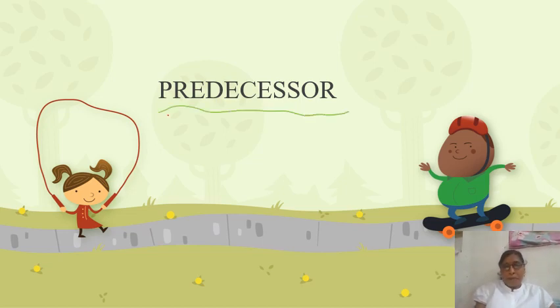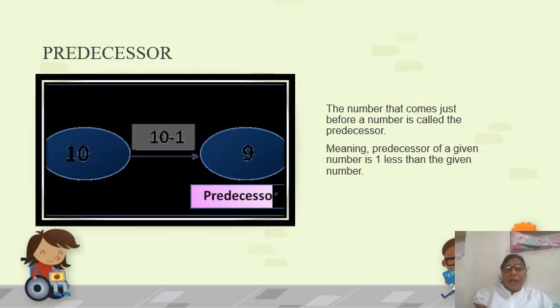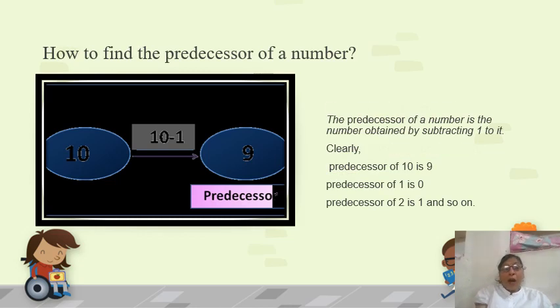Predecessor. The number that comes just before a number is called the predecessor, meaning the predecessor of a given number is one less than the given number. Let's learn how to find the predecessor of a number. The predecessor of a number is the number obtained by subtracting 1 from it.